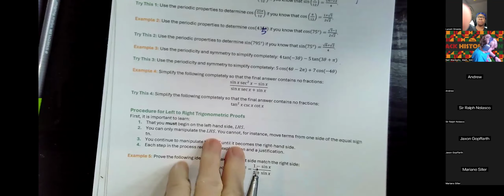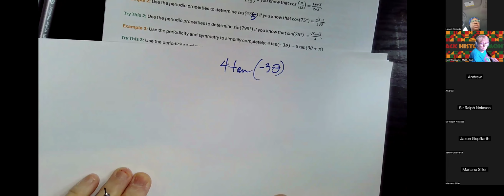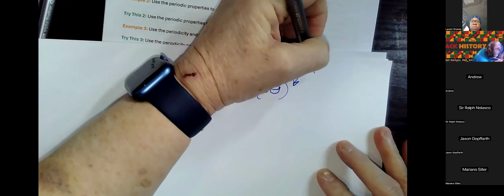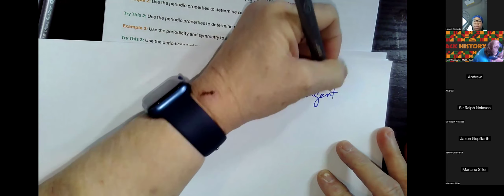So let's see. We've got 4 tangent of negative 3 theta. And what can I do with the negative? Put it on the outside. And this is because tangent is odd.